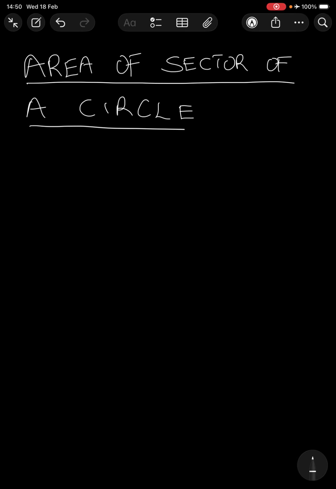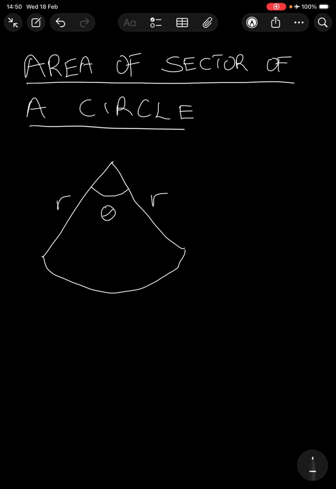So today I want us to discuss area of a sector of a circle. So this is a sector. These are the features of a sector. So a sector has a radius, two radii. Then this is theta, or the angle.